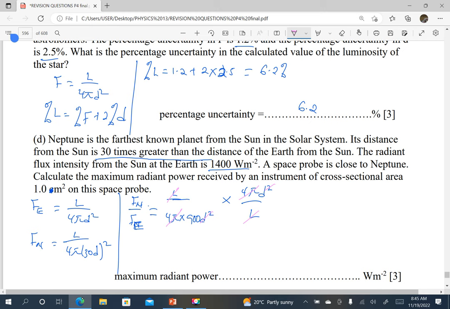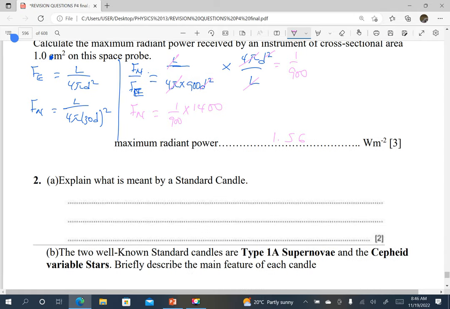So for the radiant flux intensity, we are remaining with 1 over 900. So we make Fn the subject. Fn is going to be 1 over 900 times the radiant flux intensity of the Earth, which is 1/400. So I press my calculator, and this gives me 1.56 watts per meter squared. So that is 1.56.